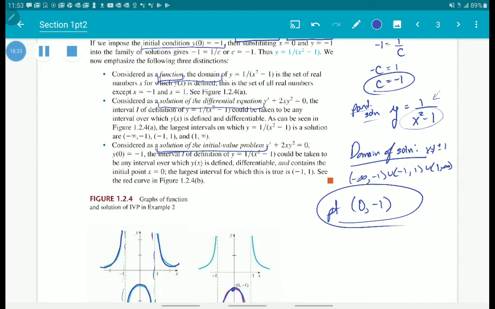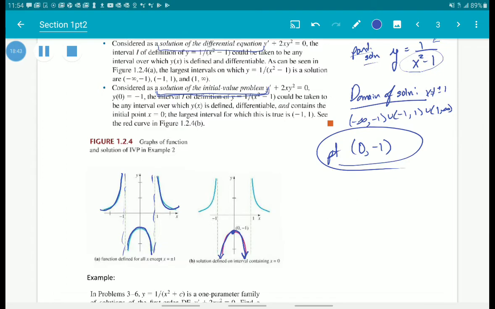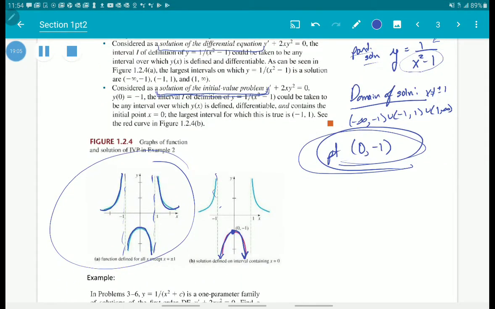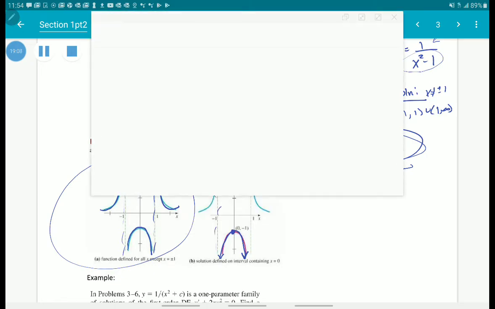If we talk about the solution of the initial value problem, then the largest interval on which this solution would be defined would have to contain that initial point. Because the domain for the function is split into 3 pieces, and this point only lives in one of those 3 pieces, then we have to use the domain for that restricted piece. So this point lives here. This piece is bounded by this vertical asymptote and this vertical asymptote.